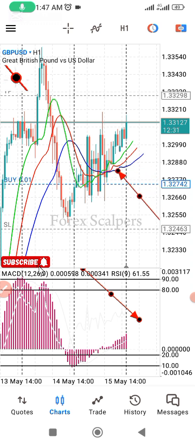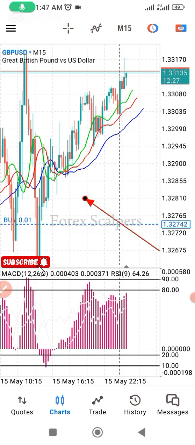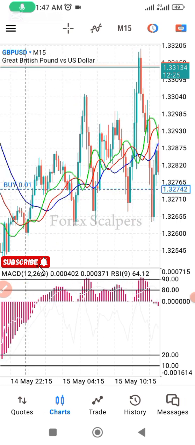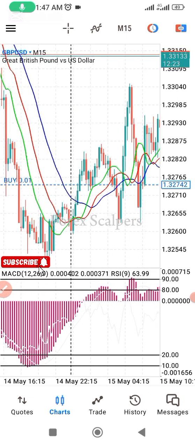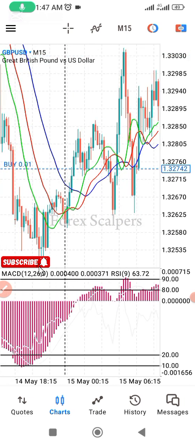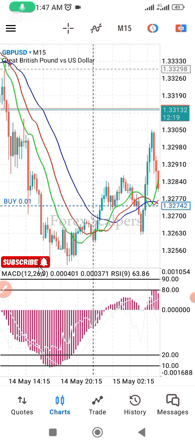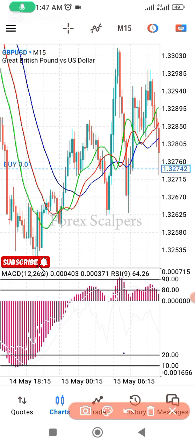Once that is established on the 1 hour time frame, you now move to your 15-minute time frame. Here is your 15-minute time frame, and as you can see, you'll be patient enough for the MACD histogram line to do what? To give you a signal, right?